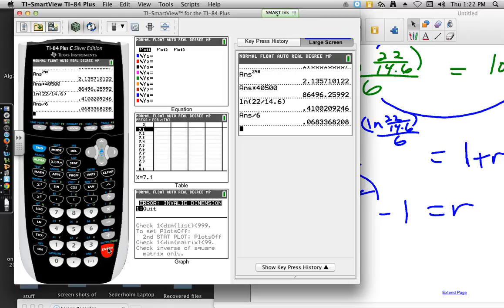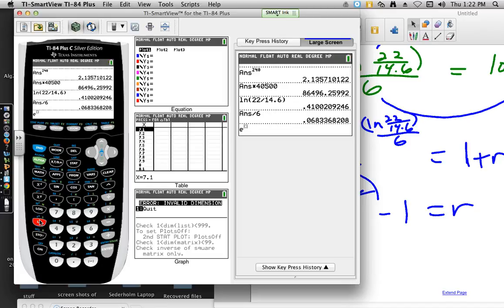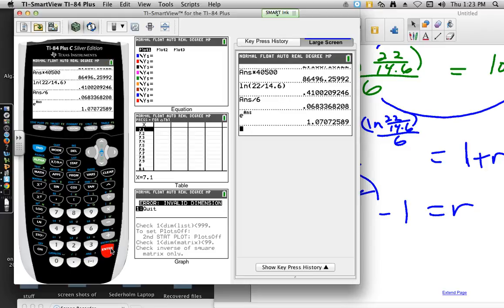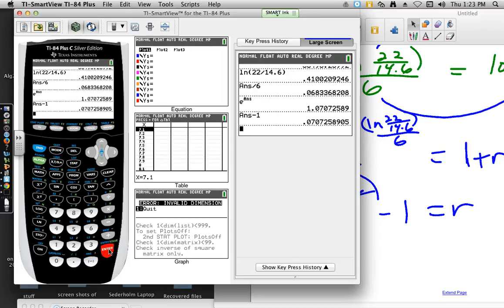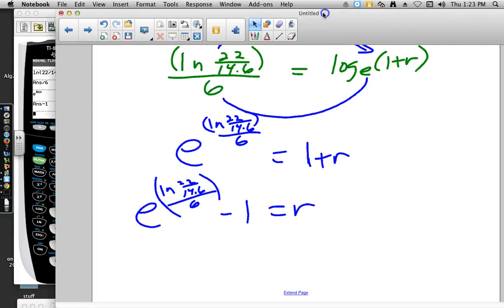And now we need to raise e to that power. So we do second e to the x, and we put answer in there by hitting second and the negative button. And that's going to give us e to that power. And then of course we still have to subtract the 1. And there it is: 0.0707258905, etc.